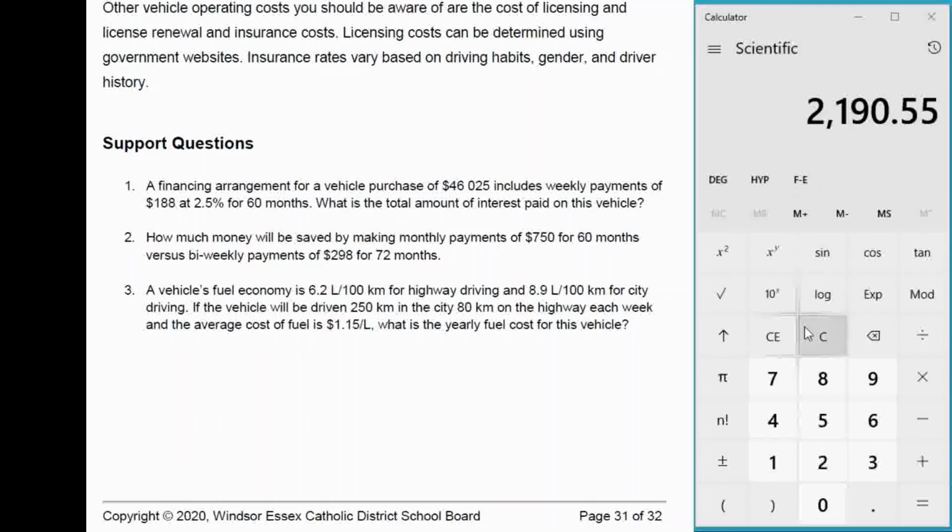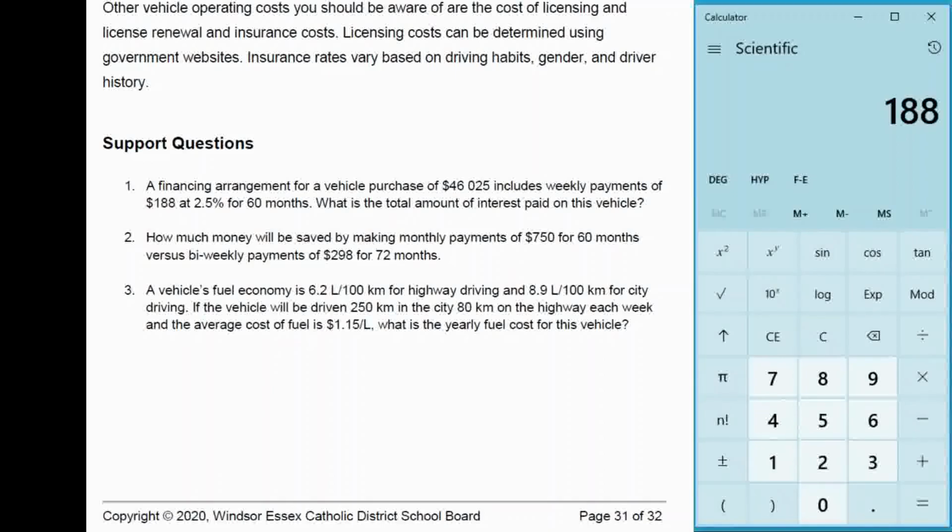So let's try some of these support questions out. It says here we have a financing arrangement for a vehicle. The purchase price of the vehicle is $46,025, and we're making weekly payments of $188 at 2.5% for 60 months. What is the total amount of interest paid on this vehicle? Well, the 2.5% is used to determine that payment rate, so that $188. We don't need the 2.5% in our calculation. You might have noticed that from the sample question earlier, but just to keep you aware, you don't need to use the interest rate for these types of questions if they're presented this way.